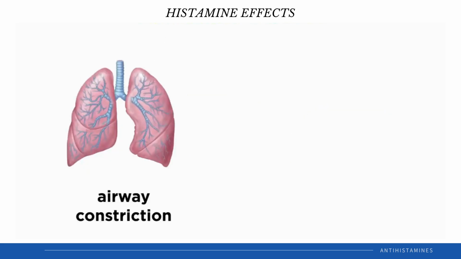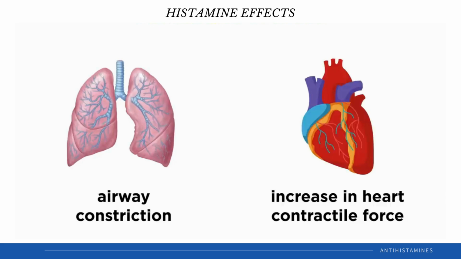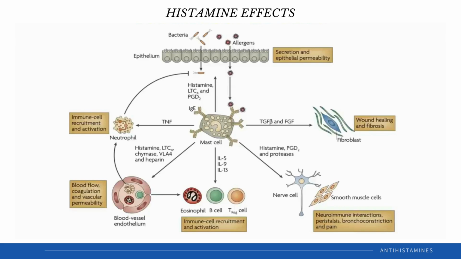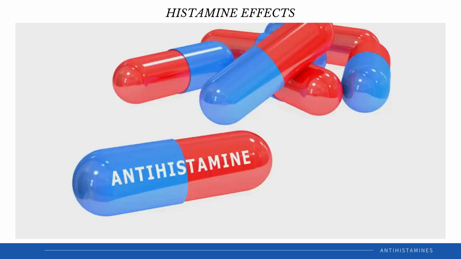Airways constrict in response to histamine, and the contractile force of the heart can be increased as well. Most importantly, histamine release initiates an immune response where other immune cells are recruited, additional pro-inflammatory molecules are released, and inflammation is exacerbated. Antihistamines help prevent this cascade from occurring.